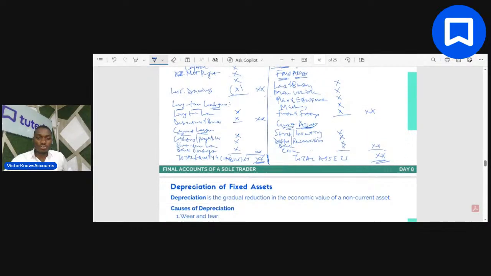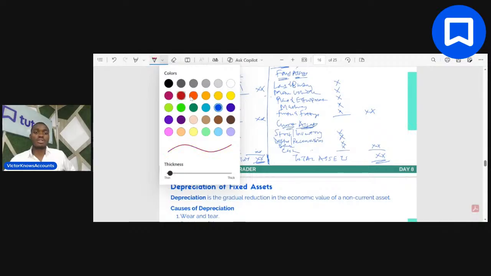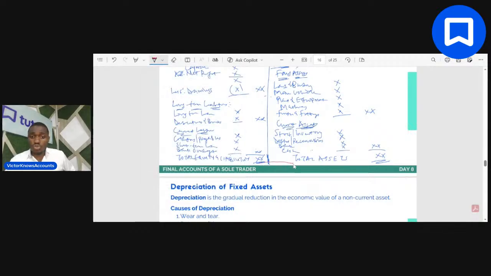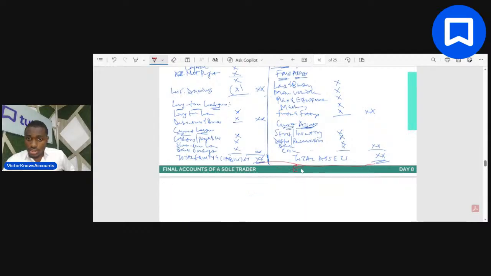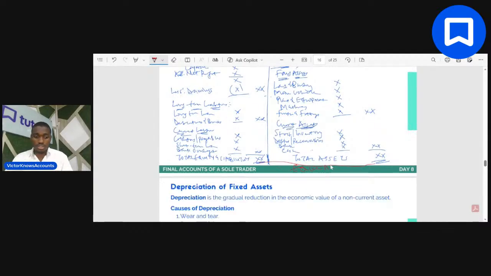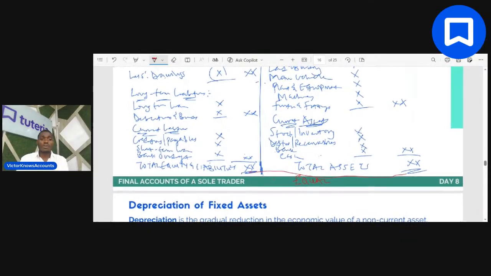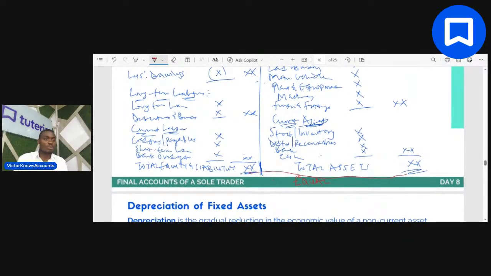So, but at the end of the day, use my red pen. At the end of the day, these two figures must be equal to each other. Those two figures must be equal. Now, if they are not equal, then there's something wrong with your balance sheet.